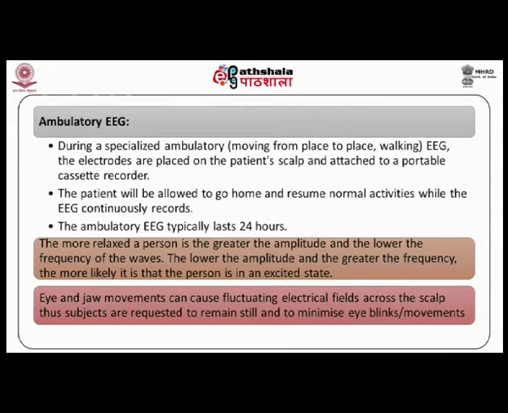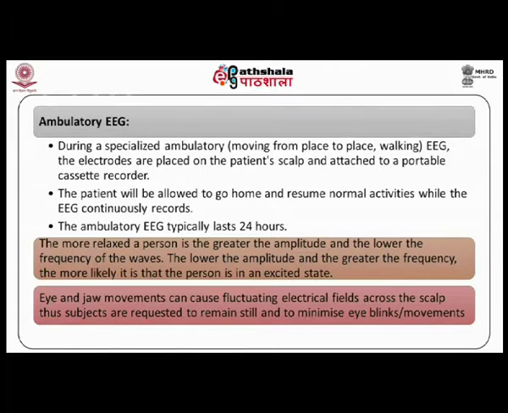Ambulatory EEG. During a specialized ambulatory EEG, that is, moving from place to place or walking, the electrodes are placed on the patient's scalp and attached to a portable cassette recorder. The patient will be allowed to go home and resume normal activities while the EEG continuously records. The ambulatory EEG typically lasts 24 hours.